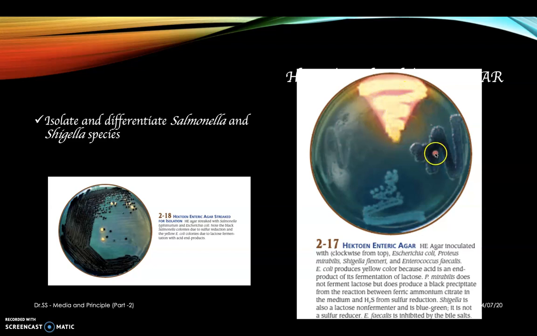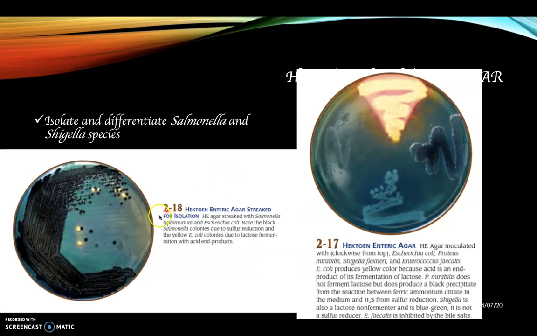Whereas Proteus mirabilis does not ferment the lactose, but it forms the black precipitate by means of the sulfur reduction reaction. Shigella is a non-lactose fermenter, so it forms blue-green colonies, and it is also not a sulfate reducer, so it cannot form the black precipitate. And Enterococcus faecalis is completely inhibited by the bile salts present in this media. So next one, here the Salmonella typhimurium and E.